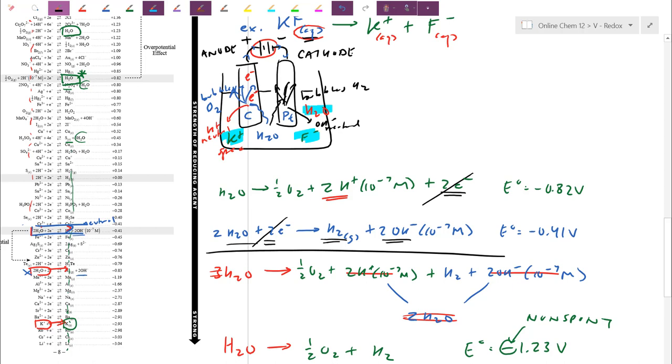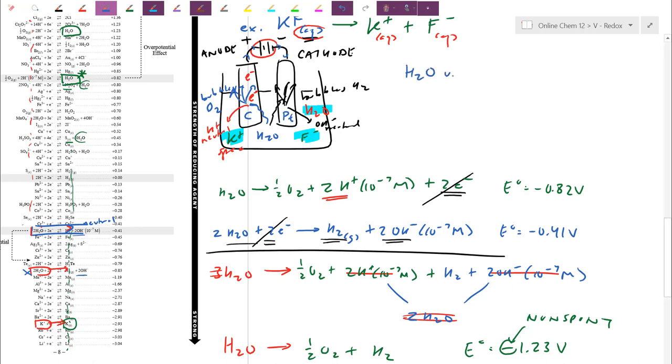But we've actually found negative 1.23. So in some sense, the K plus and the F minus, both of them were spectators. Both of them didn't do anything because they're so bad at reducing, so bad at oxidizing, water would actually perform both reactions. So let's write this down in words here.